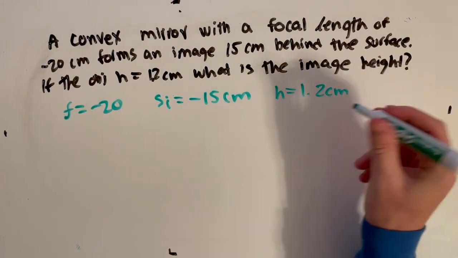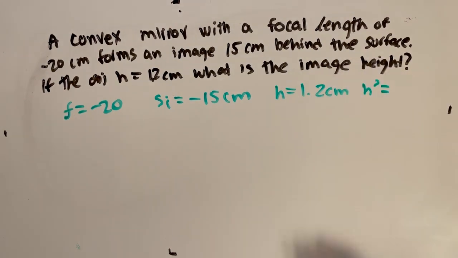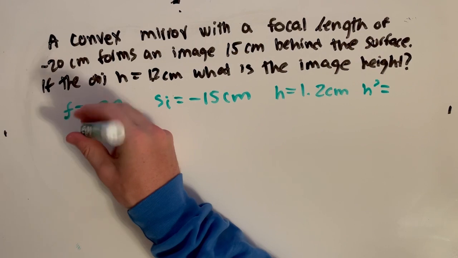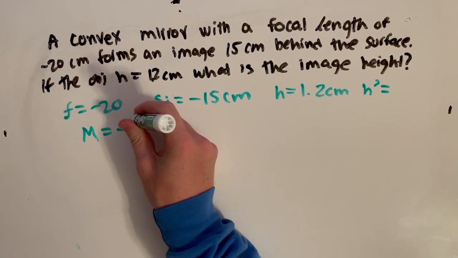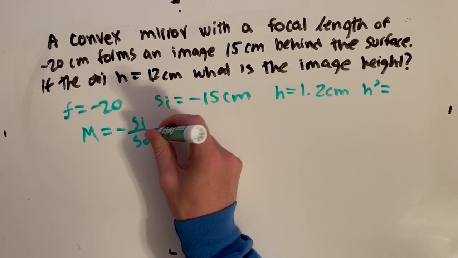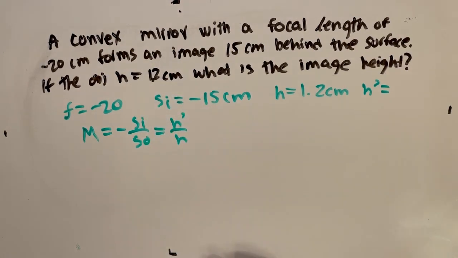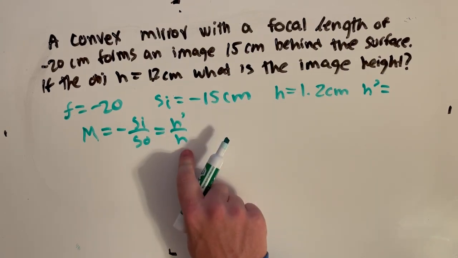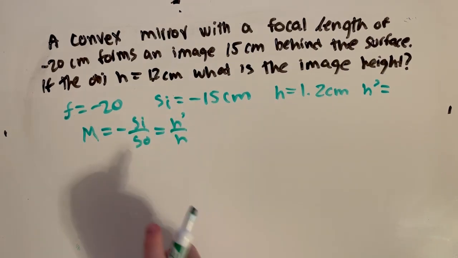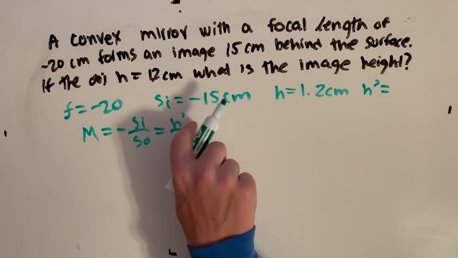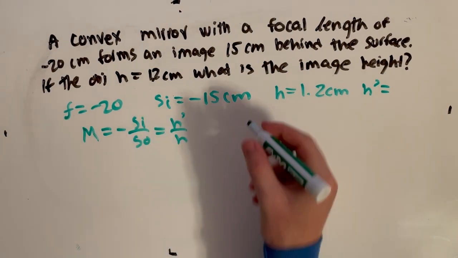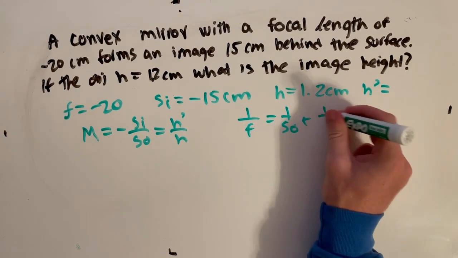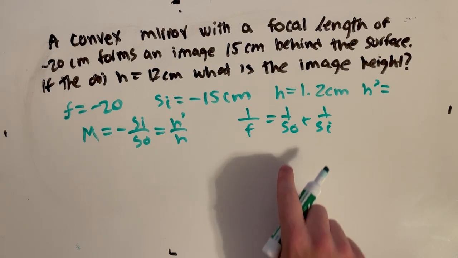So image height, if you remember from earlier, is our h prime value. So if we want to figure out what our h prime value is, we can use the lateral magnification equation. So we are looking for our image height, which is h prime. We have the h value and we have the image distance. So we have to solve for our object distance to figure out what our h prime distance is. So using the mirror's equation, we can solve for what the object distance is.